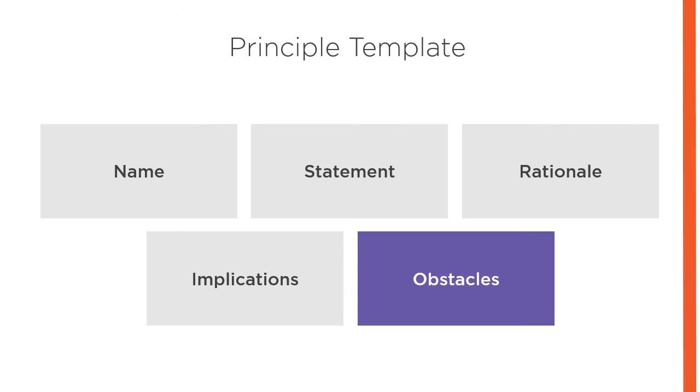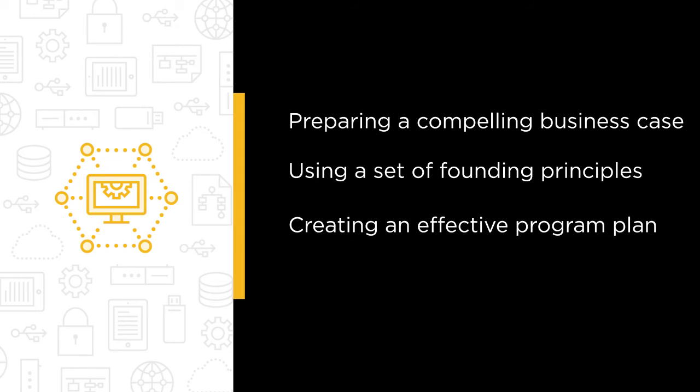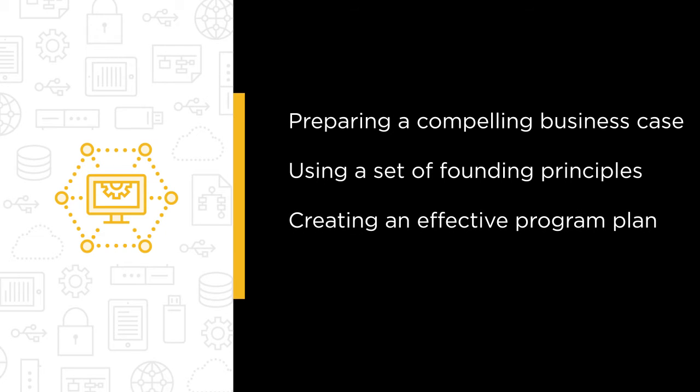In this course, you are going to learn by example how to set up and operate your own threat modelling program. Some of the major topics we will cover include preparing a compelling business case so you can secure the resources you need to get your program up and running, using a set of founding principles to guide all your decision making, creating an effective program plan structured around the dimensions of people, process and technology, and finally, setting, monitoring and managing key performance indicators so you can track the success of your program.